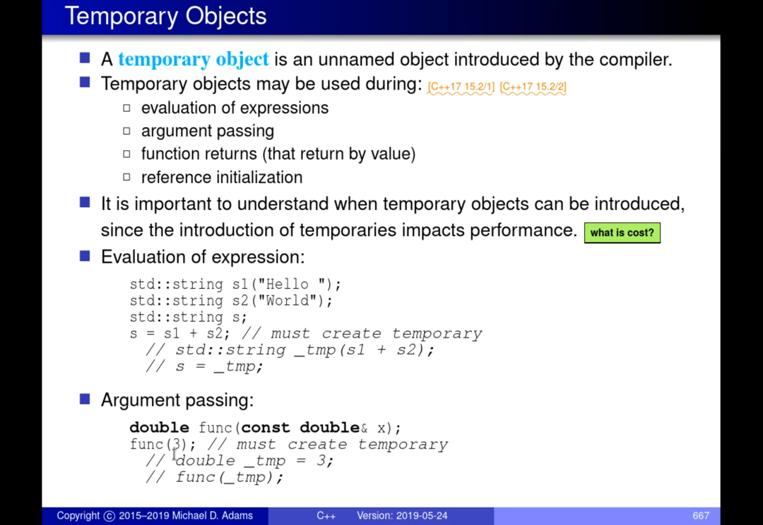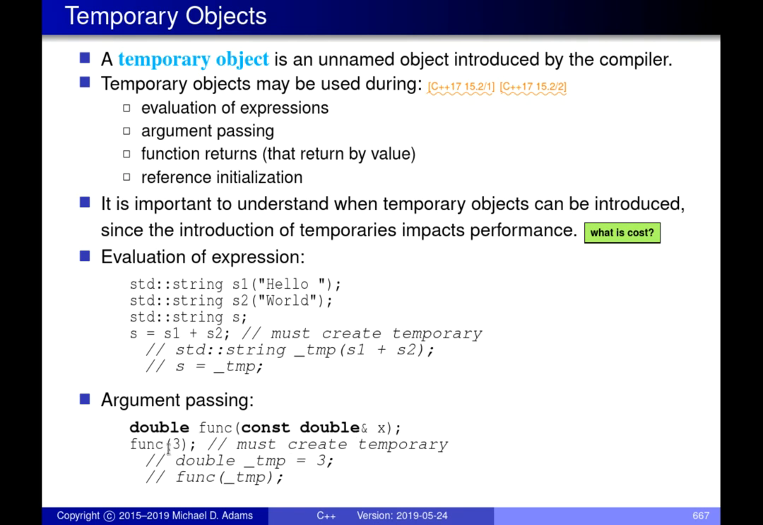The issue here is that the type of 3 is a literal of type int. It doesn't even match the type of this reference, right? The reference is a reference to double. It's still a valid function call, but you can see something special must happen, right? Because obviously, x can't refer to that value of 3 because it's an int. So basically what has to happen here is the compiler will generate a temporary object.